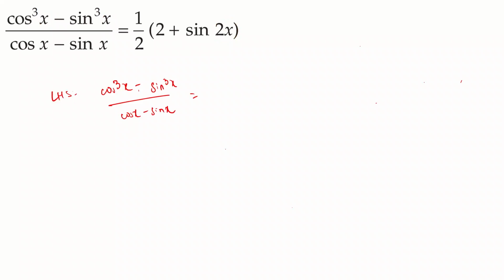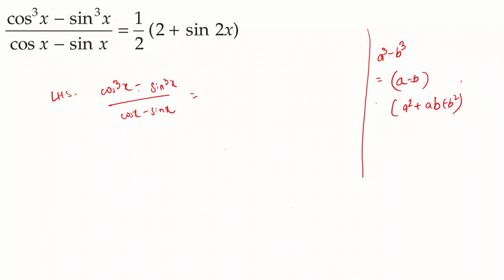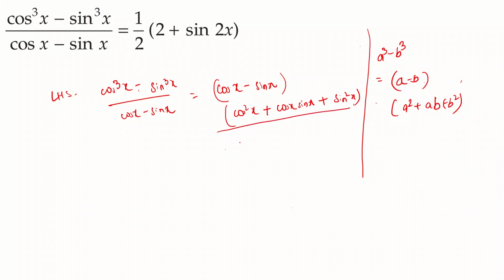Now if you remember the formula for a cube minus b cube, there was a formula for factorizing it. A cube minus b cube is a minus b times a squared plus ab plus b squared. So similarly, we can factorize this as cos x minus sin x, which is a minus b, and then a square is cos square x plus ab, which is cos x sin x, plus b square, which is sin square x, and the whole divided by, as it is, cos x minus sin x.